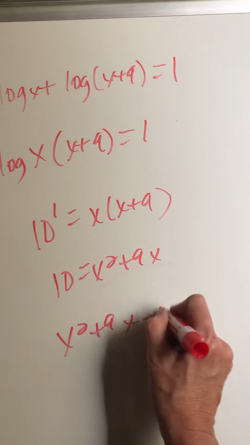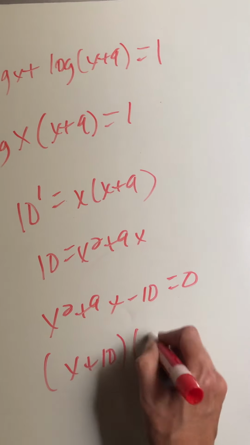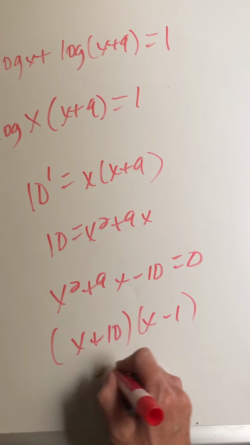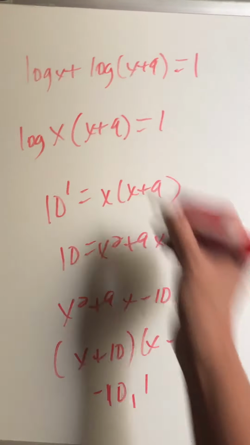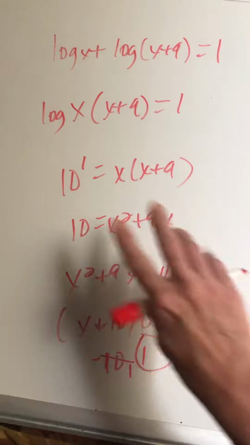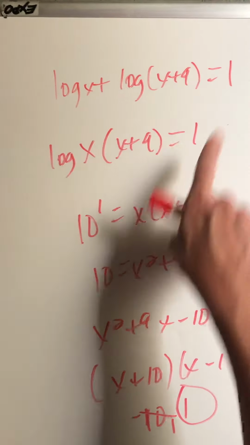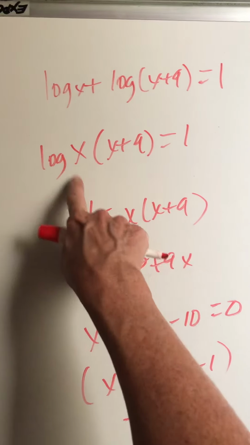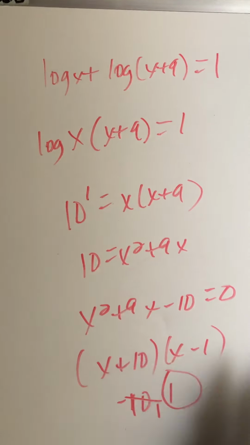Move the 10 over. Factor: (x plus 10)(x minus 1). So negative 10, positive 1. Negative 10 won't work because it'd make both arguments negative, so your answer is just 1. But that's what you do. Follow your laws of logarithms on this side, then rewrite exponentially. Your base is 10 because there's not a base there. And then your exponent is 1. And it equals the argument, x times (x plus 9).